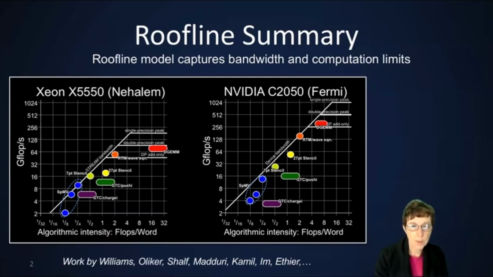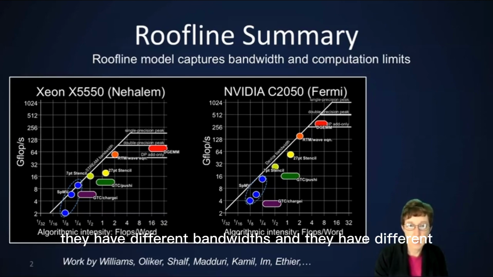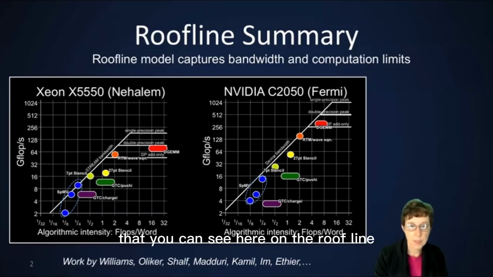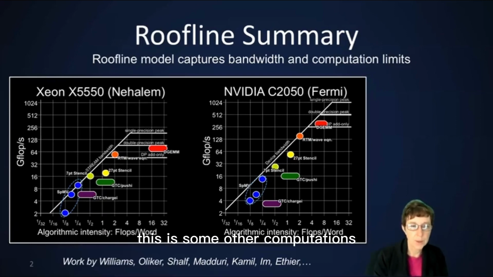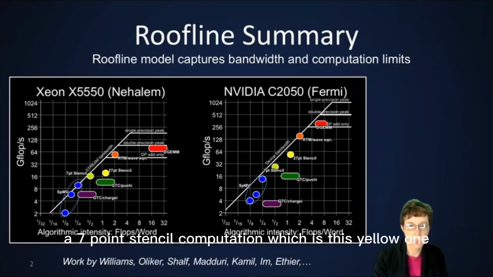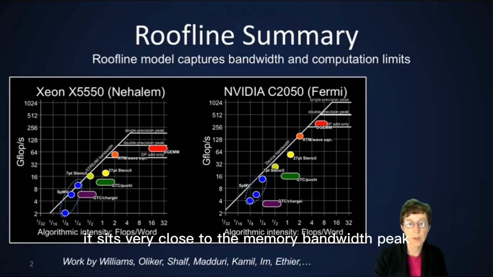They have different bandwidths and different peak gigaflop rates that you can see here on the roofline. DGEMM is dense matrix matrix multiply. We'll use that. I think I mentioned that before. This is some other computations. I think I mentioned last time a 7-point stencil computation, which is this yellow one. You can see that when it's well optimized, it sits very close to the memory bandwidth peak.